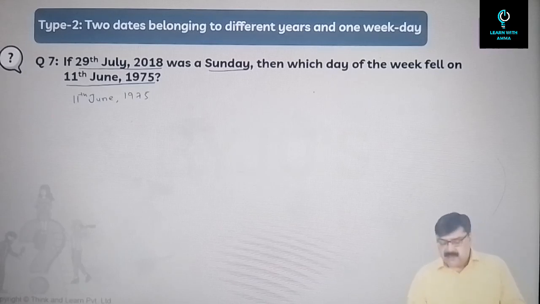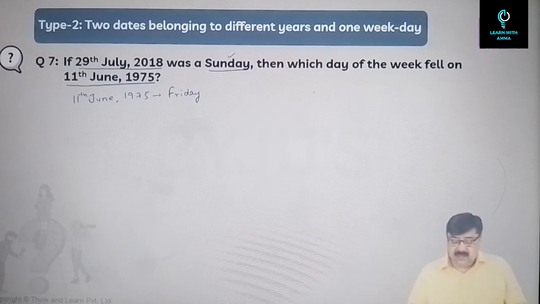Sunday is already given to you here, so apart from Sunday, assume any day of the week. Let this be a Friday. If 11th June 1975 is a Friday, we will do it by comparison. Now you will get something for 29th July. As per our assumption that 11th June 1975 is a Friday, 29th July 2018 will work out to be a different day other than Sunday, maybe. Then we will see how many days of difference there are and we will find the answer.